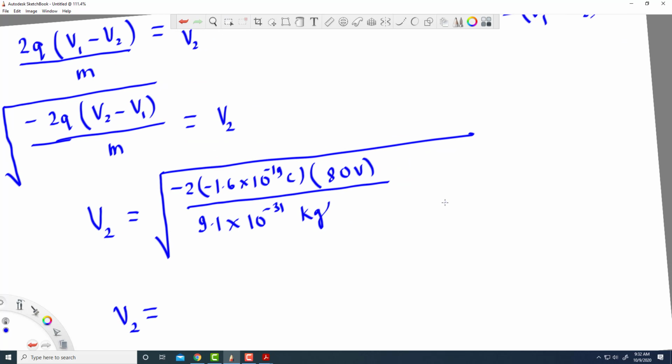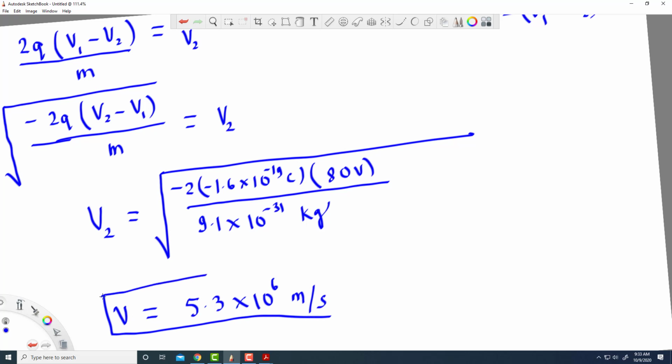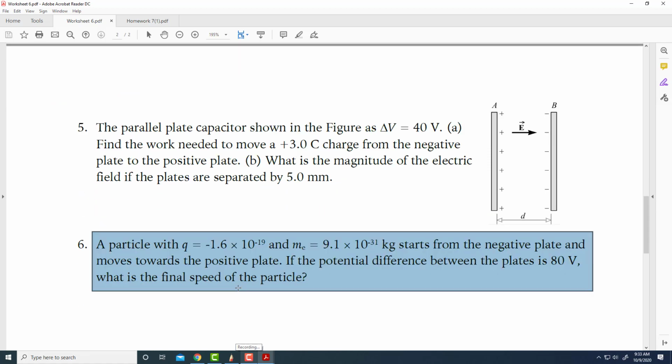So what did you get for the answer? Okay, so 5.3 times 10 to the 6 meters per second seems like the right number, because electrons usually travel at very, very high speed. So that's the speed of the electron just before hitting the positive plate. Okay, so now you saw both ways to solve this kind of problem. So with that, I think you can do all the problems from the worksheet.